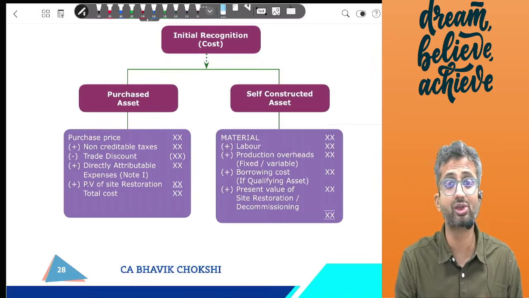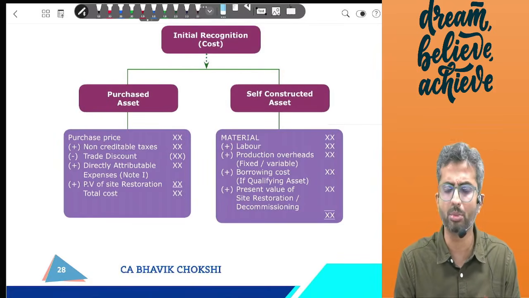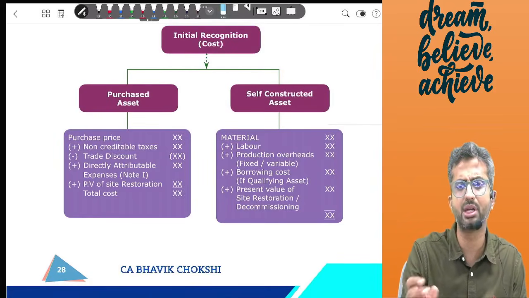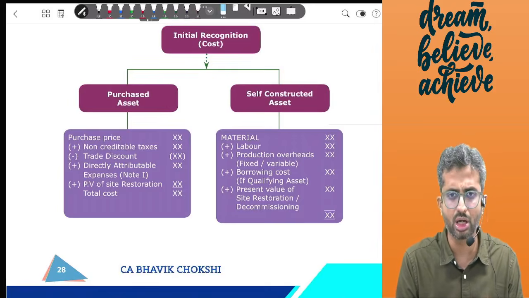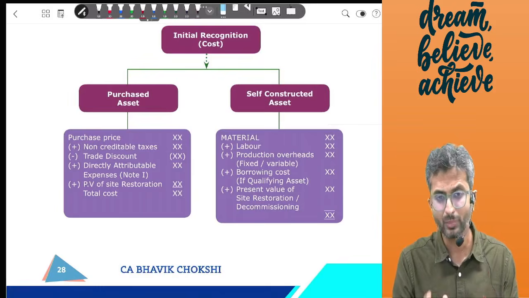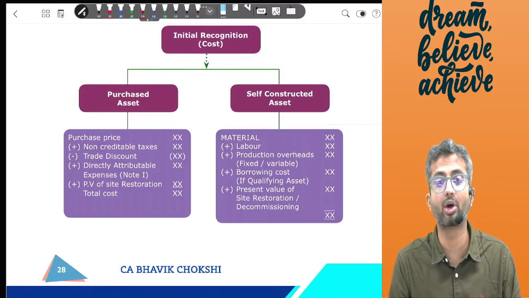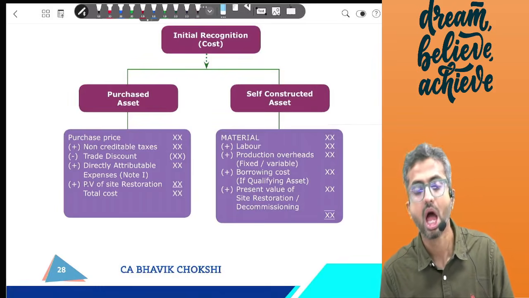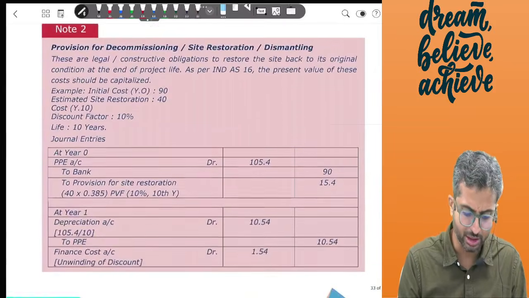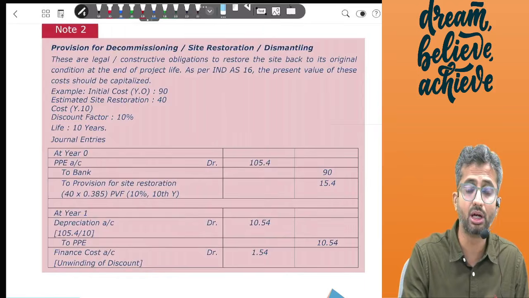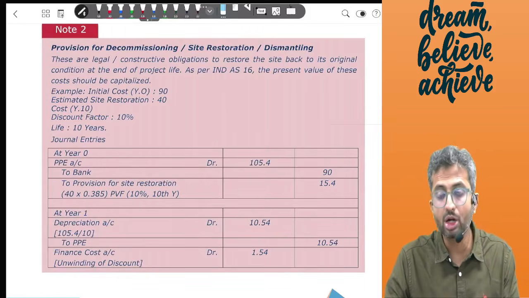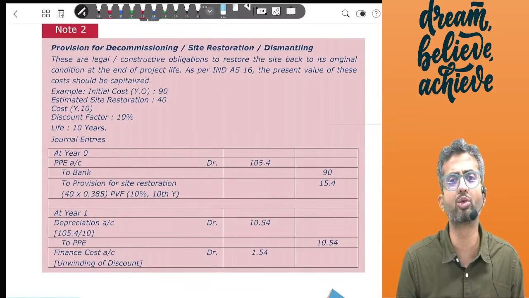Then you have situations where losses can be abnormal or normal. Abnormal losses will be taken to the profit and loss, whereas normal losses are usually added into the overall cost. And lastly, you have the all-important provision for site restoration. Now, when we look at provision for site restoration, decommissioning and site restoration, this is the cost that will be incurred as a consequence of the obligation that you have to dismantle the asset.